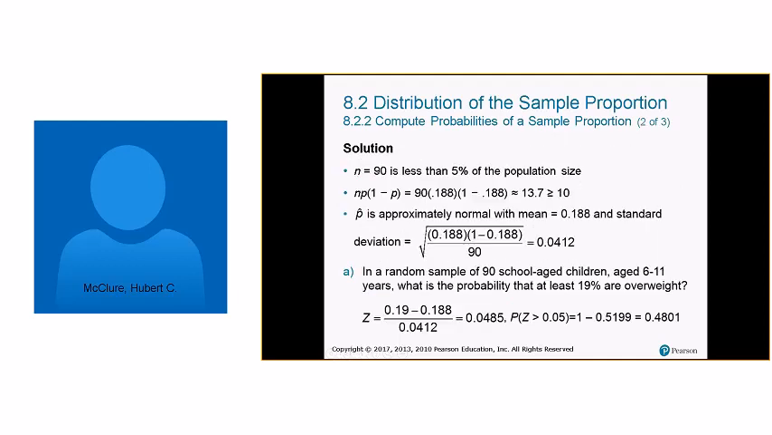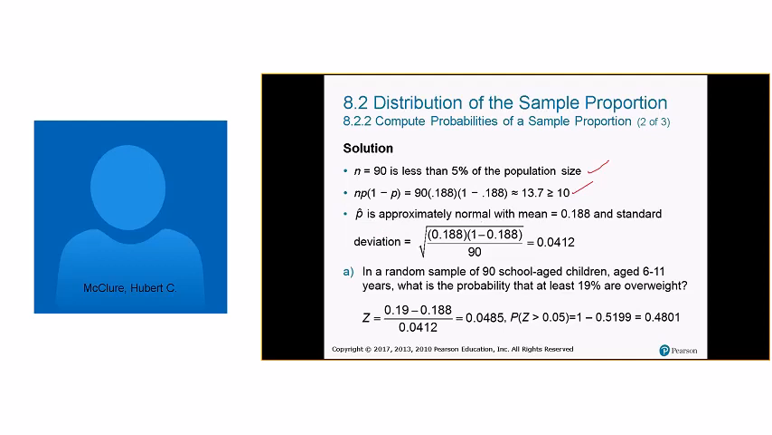All right. First of all, N equal to 90 is less than 5% of the population size. Most of the time, that's going to be true. Now take NPQ, 90 times 0.188 times 0.812, which I think is equal to 13.7. That's above 10. So there's test number 1, and there's test number 2. Now you can find the standard deviation.